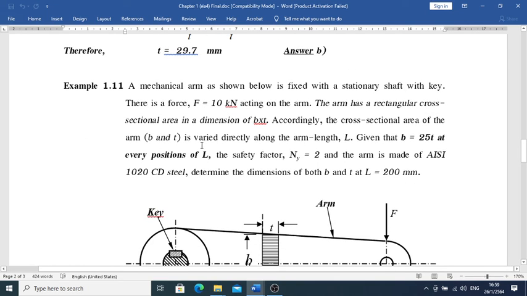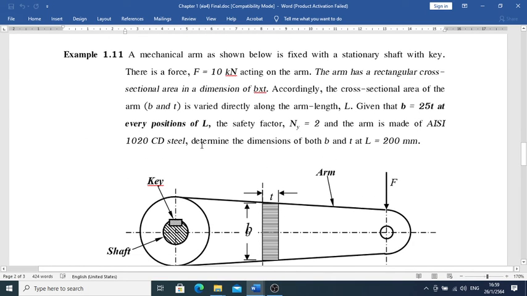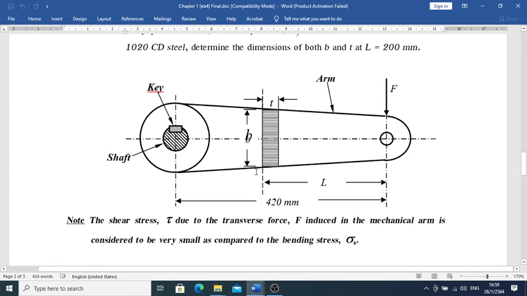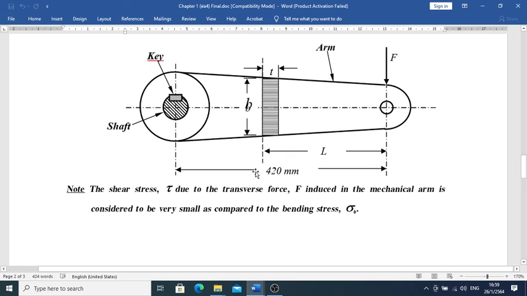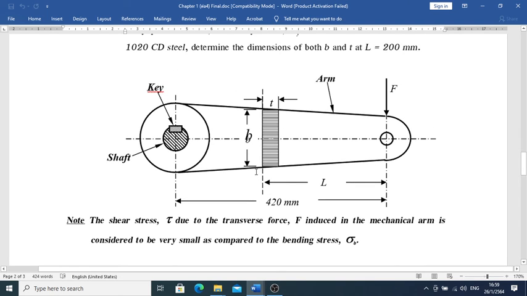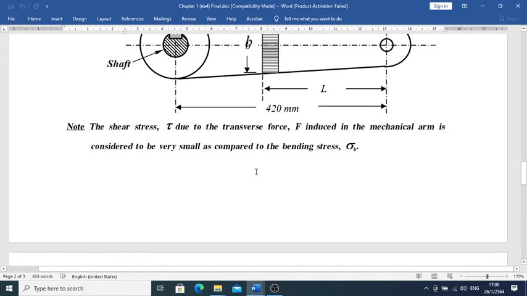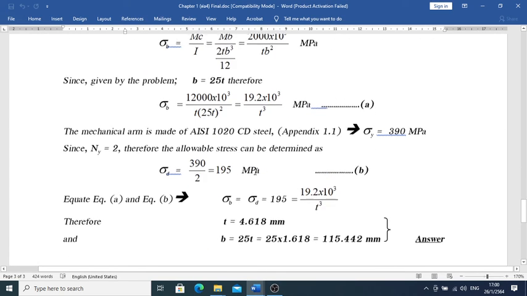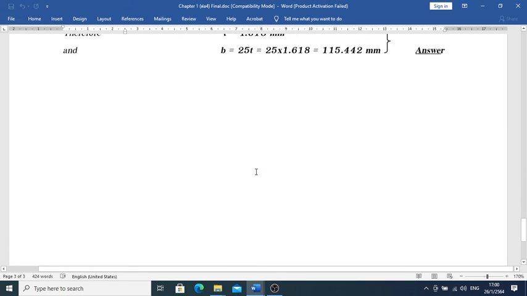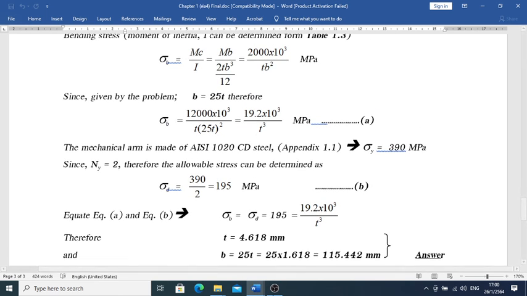And then 1.11 is another exam problem that I put up for you as an example, from 2 years ago. You may have a look at it by yourself. This one is the crank arm, things like that. It's going to be very straightforward anyway, so you may have a look at it.